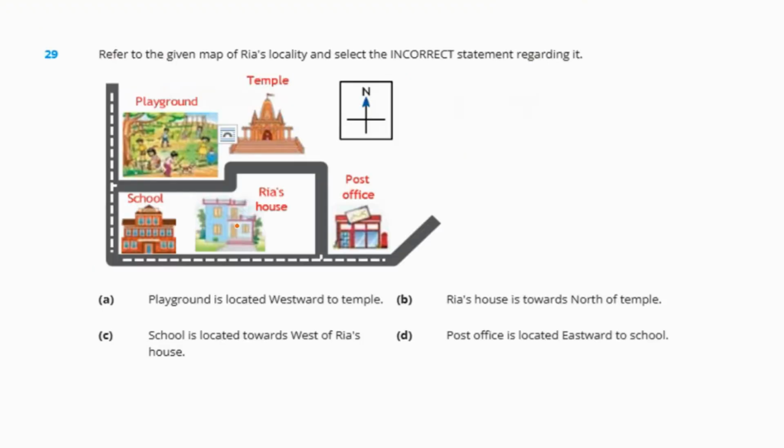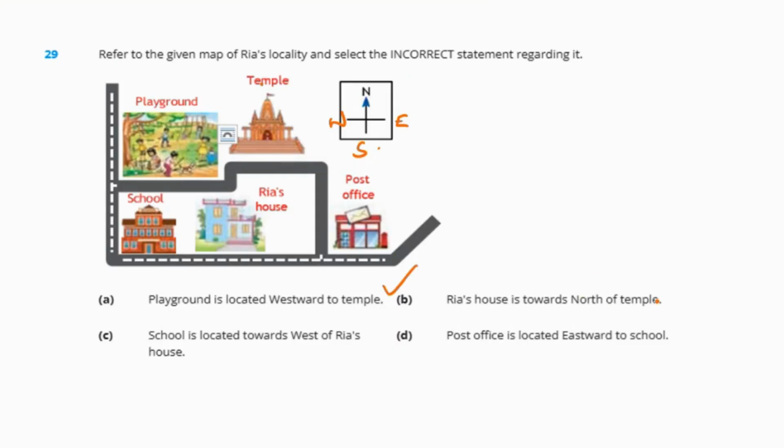Next, refer to the given map of Riya's locality and select the incorrect statement regarding this. So let us find out. Here we have west, east, and also south. We have to find the incorrect option. First one, playground is located westward to temple. Is it true? Yes, that is true. This is the temple, this is the west side, so that is the playground. That is correct.